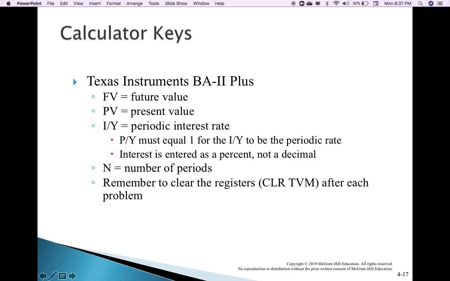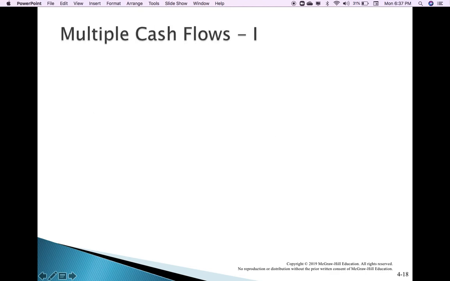How can it be done? Always press the second key and then the clear TVM key, that is the FV key. So second, clear TVM will clear everything, previous entries will be cleared by the calculator, then the fresh entry can be done. Other calculators are similar in format.